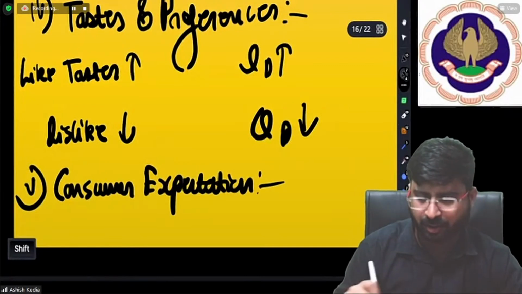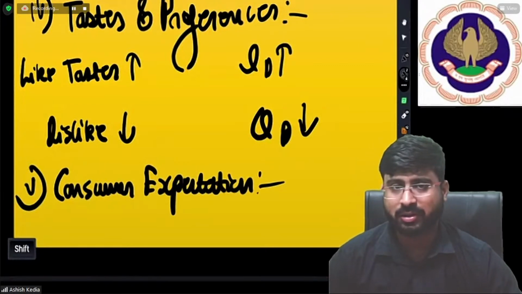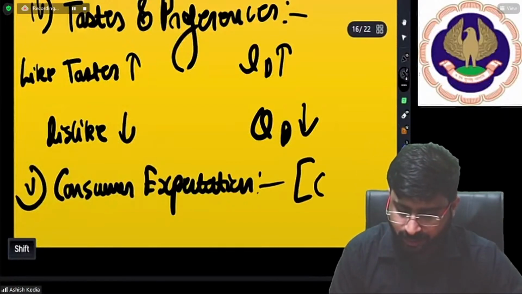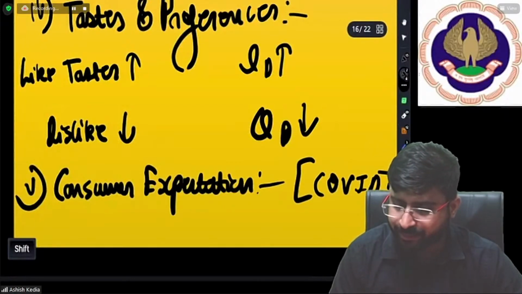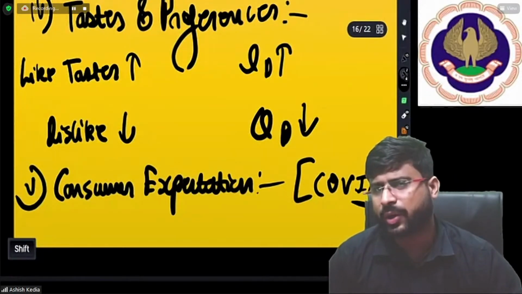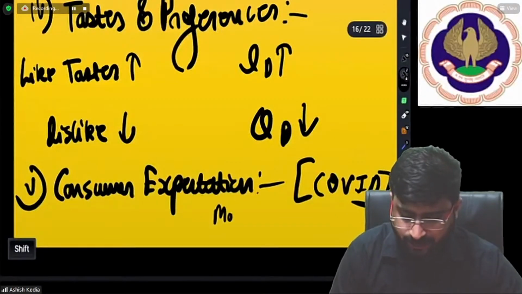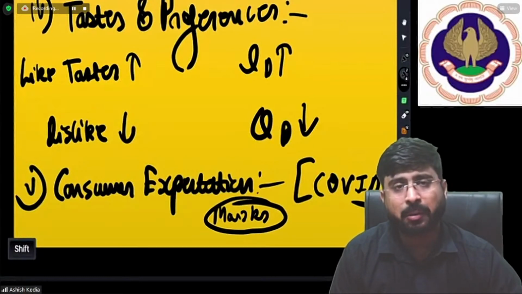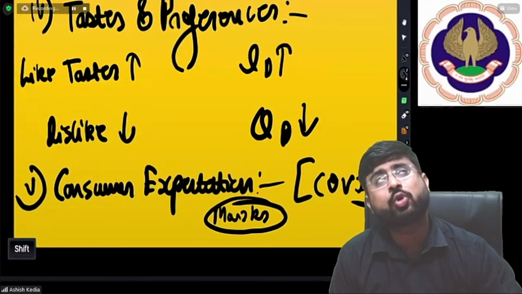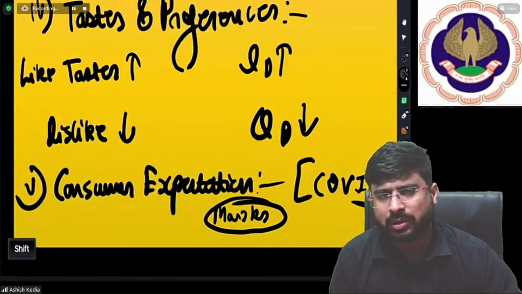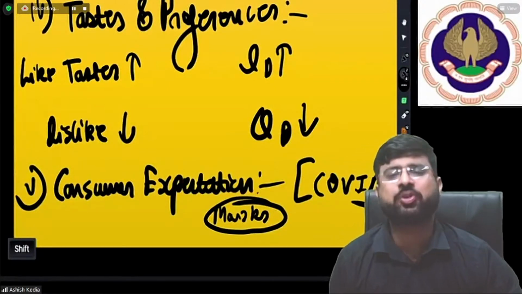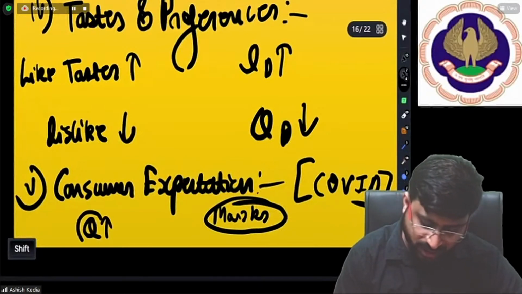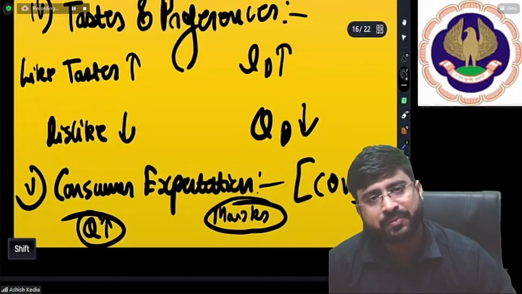Consumer expectation. Now that's an interesting one. I'll give you an example of COVID times. You see, in COVID times, there were masks. Now people worried that the price of masks may go up even further in future. It did not really go up. People were expecting the prices will go up in future. And so their quantity demanded at present increased.